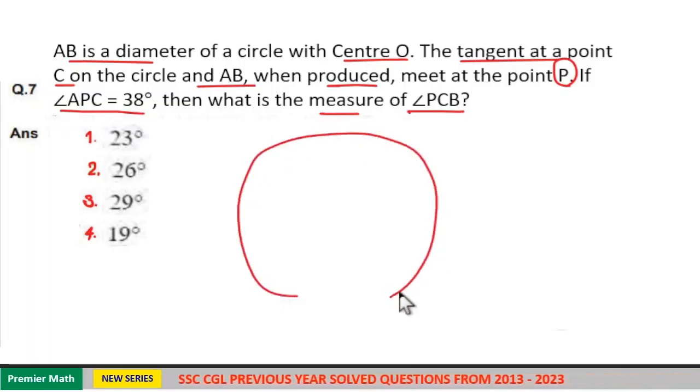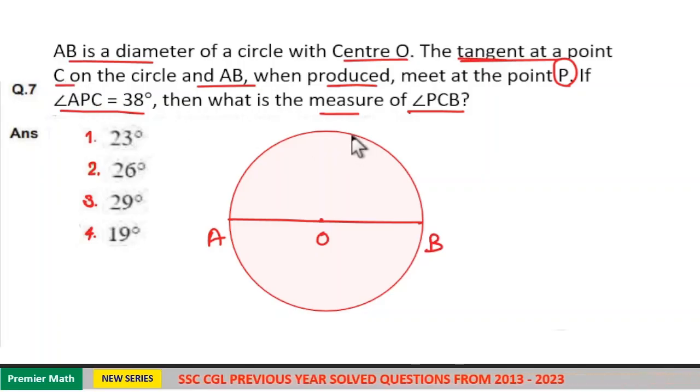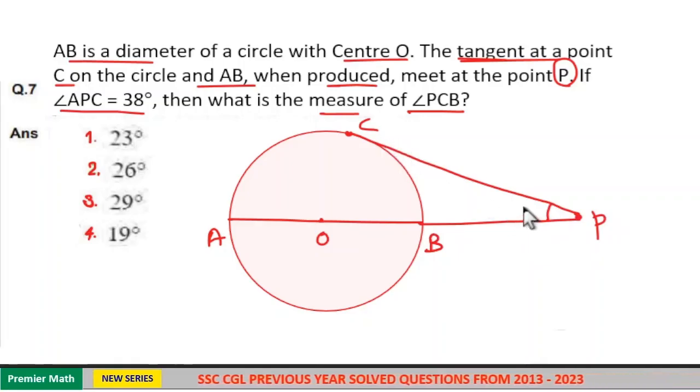Here, this is the circle with center O, and AB is diameter. Now, tangent at point C. This is point C, and the tangent at point C and AB when produced meet at point P. Now this angle, angle APC, is 38 degree. Now we have to find out what is angle PCB.